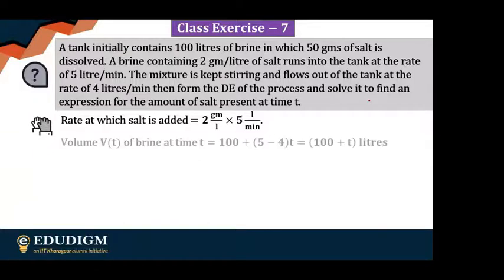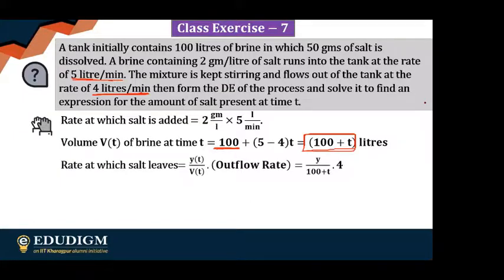So I'm sorted with that. Now Vt is the volume of the brine at time t. So initially you had 100 liters. At time t you have 5 liters coming in and 4 liters going out. Fair enough. So this is the volume at time t. Try and understand each and every step. If you don't understand any step, you can let me know. This is a very crucial sum, and you will see similar types of sums everywhere, especially for difficult passage based questions. So this is the volume.